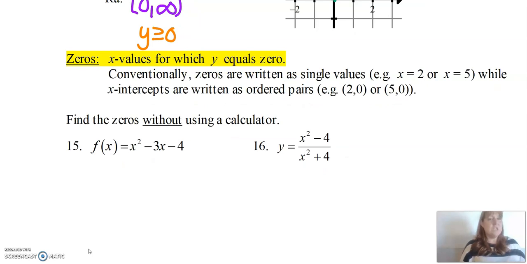Okay, so now we're looking for zeros. We're trying to figure out what x values give us a y value of 0, right? So this is where it crosses the x-axis. So we're saying at what x values is y equal to 0? Typically zeros are just going to be written as a single number, but x-intercepts are going to be written as ordered pairs. So if it asks for x-intercepts, you write ordered pairs. If it asks for zeros, you write a number, okay?